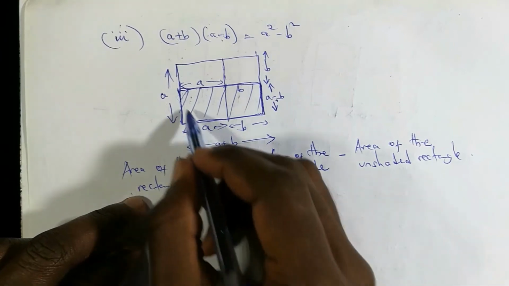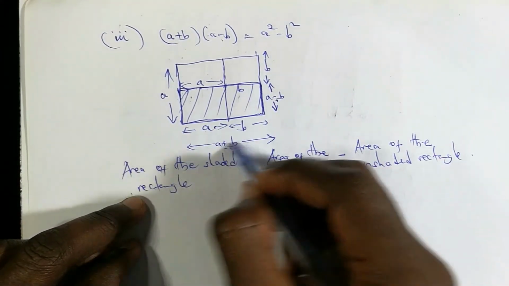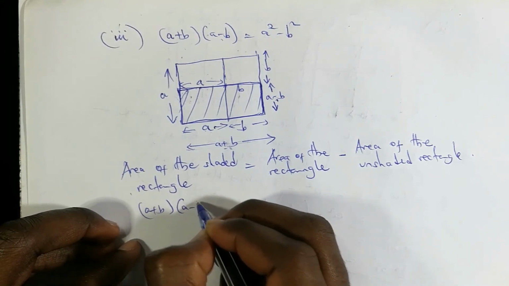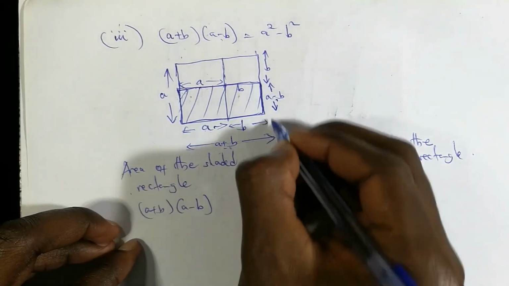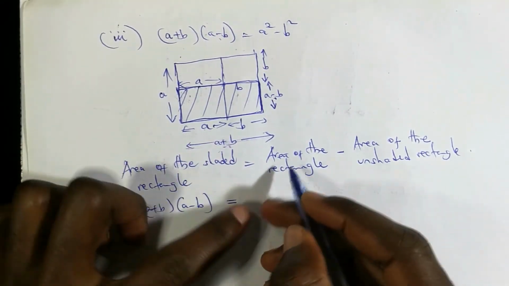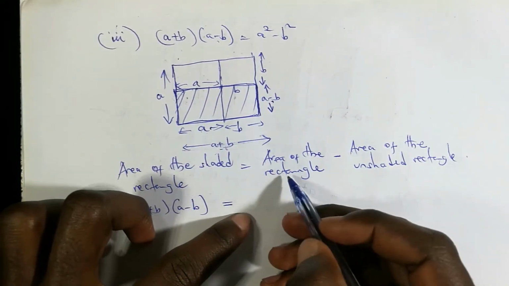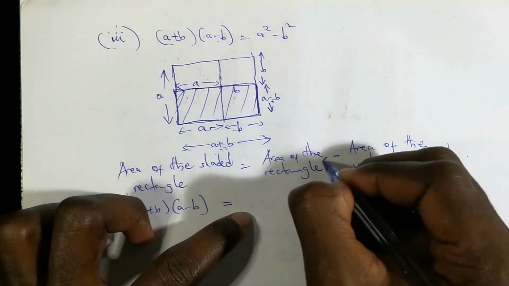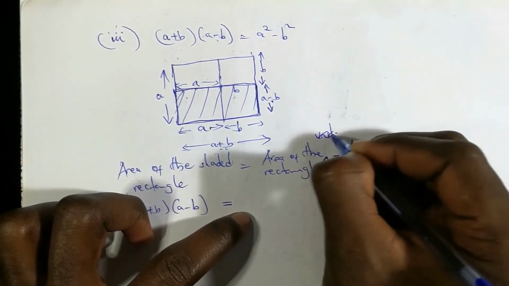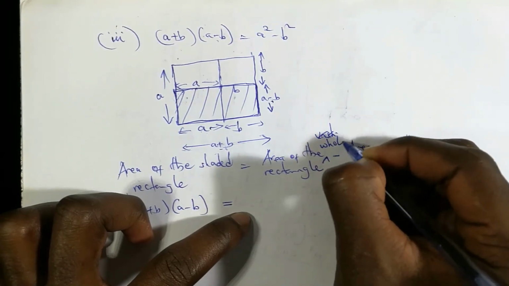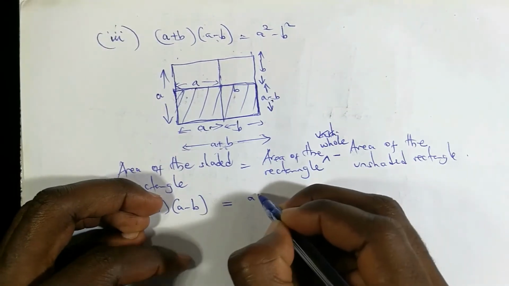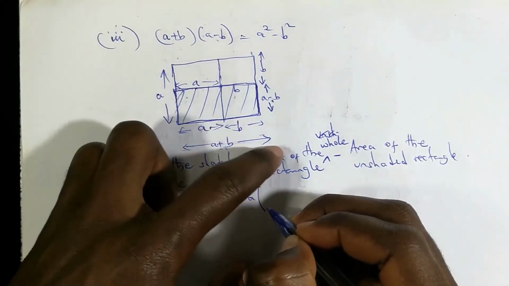So the area of the shaded rectangle is going to be length times width, which is a plus b into a minus b, this length and that length, so that we have here the area of the unshaded rectangle, or of the whole. This is the whole, which is a times that. A into the side is a plus b.